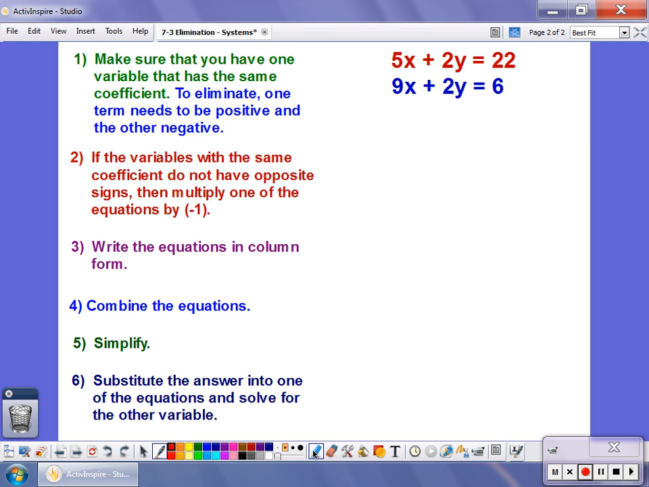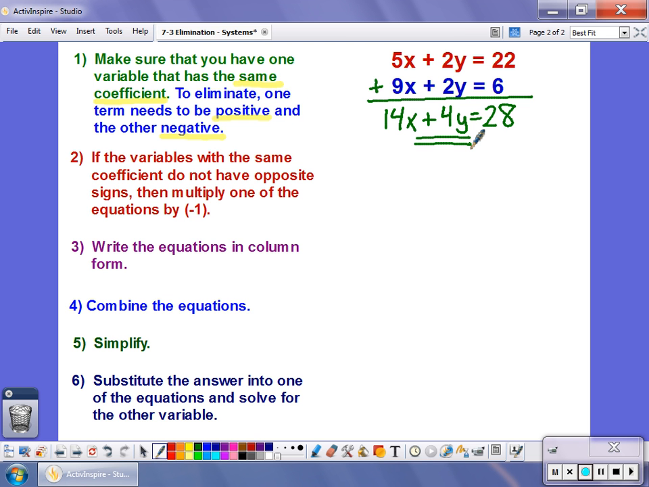Now remember, the idea behind elimination is to get rid of one of your variables. And we said that to do that, you have to have a variable that has the same coefficient. One is positive, one is negative. If I look at this problem, I see that I have the same coefficient here, but both of them are positive. Let me show you why this is a problem. If I go to combine these two equations together the way they're written, I get 5x plus 9x equals 14x. 2y plus 2y gives me 4y. And 22 plus 6 gives me 28. When I've combined those together, nothing eliminated.